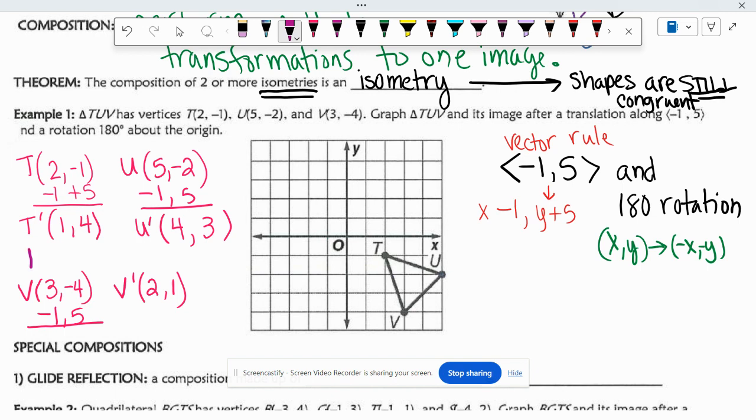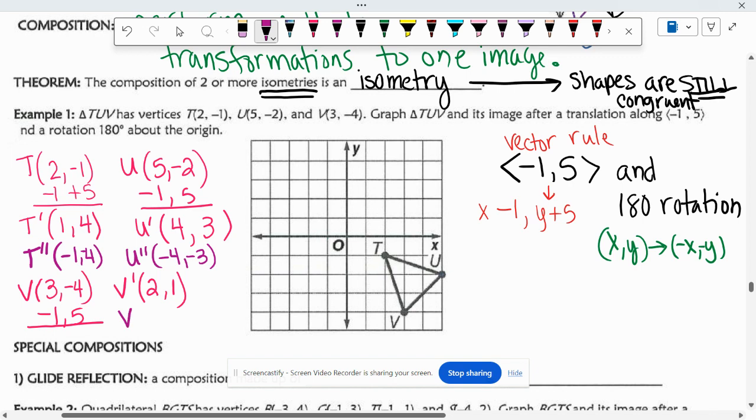Okay, so now we're going to do that 180-degree rotation. And you guys just told me all you do is change the sign. So 1, 4 becomes negative 1, negative 4. That's T double prime. U double prime, well, the ordered pair 4, 3 becomes, pick your heads up, everybody. I want you guys paying attention. 4, 3 becomes what? Negative 4, negative 3. And V double prime, 2, 1 becomes negative 2, negative 1.